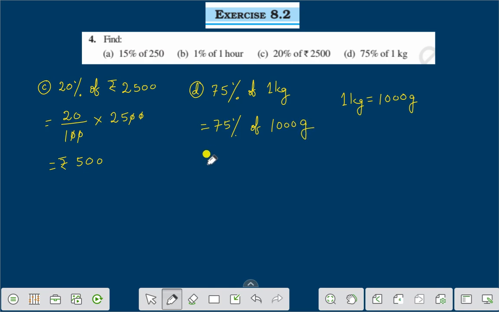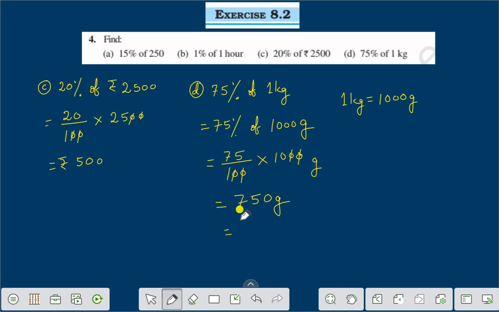That is equal to 75%, 75% means 75 by 100, of means multiply, 1000 gram. Now this zero will cut, and this zero will cut. That comes to 750 gram.